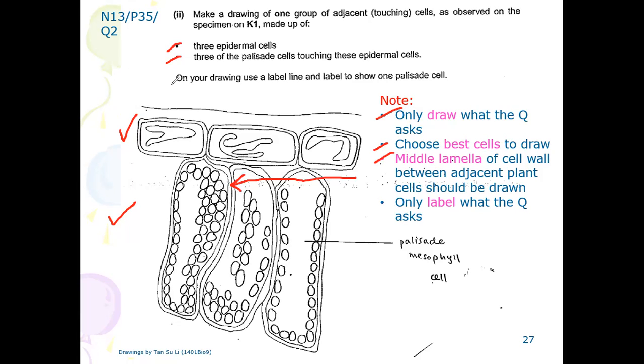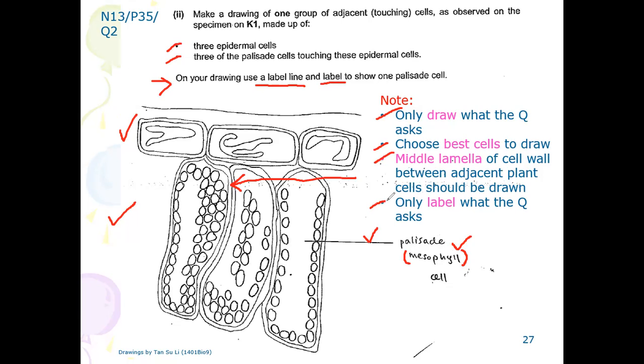Okay. Then you see this question here. On your drawing, use a label line and a label to show one palisade cell. So this is a label line which is ruled. That means you use a ruler to draw, and then you label the palisade cell. So the student decided to label palisade mesophyll cell, which is actually correct. If you don't write mesophyll, it is also correct because the question asks you to label palisade cell, right? But it's actually palisade mesophyll cell.